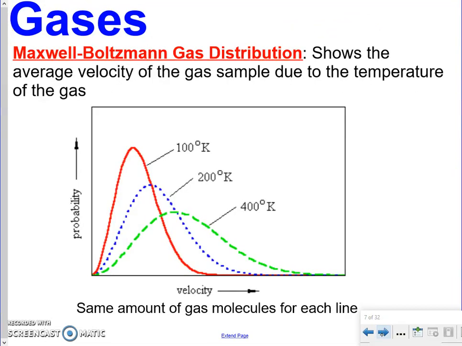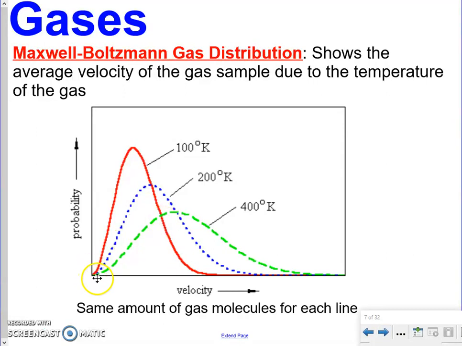So we know the AP exam is very data-driven, and one of their new pieces of data they like to show us, which is actually really important and a good piece of data to look at, is called a Maxwell-Boltzmann gas distribution curve. What in the heck does that mean? Basically, it's kind of like a bell curve, so don't let it stress you out.